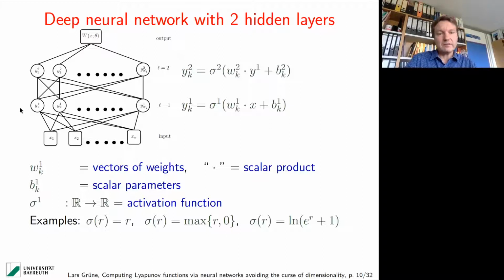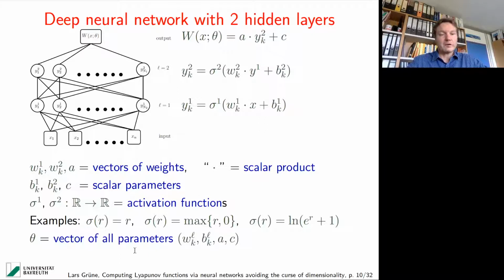This is the formula to compute the values in this layer from the input, and similarly we compute the values in the second layer from the first layer. It's exactly the same formula. We get another set of weights and parameters and another activation function, and then in the end we simply make an affine combination of these values here to get the output value. And this theta up here is just the vector of all parameters which are used in the network.